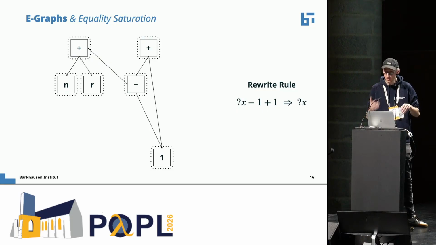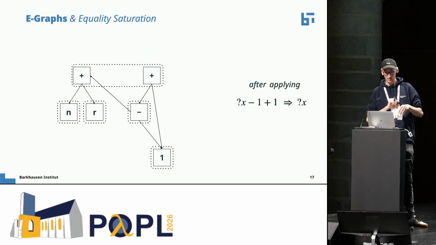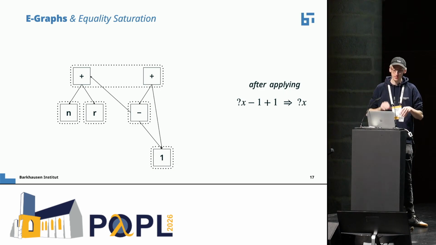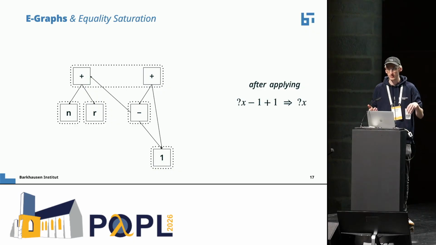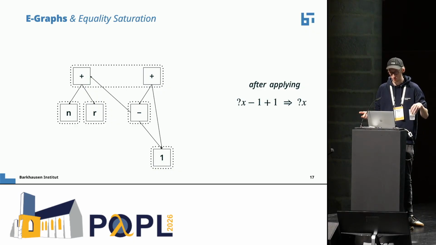Now, if we actually run this rewrite rule or apply it to the e-graph, you can see what happens. Namely, we've merged the equivalence classes of the term n plus r and n plus r minus 1 plus 1. So you can see rewriting in an e-graph doesn't actually destroy anything, it doesn't lose information, it only adds more information to the e-graph, which is why this is a very useful data structure and procedure for using rewrite rules which would otherwise not be useful in something like a greedy simplifier.